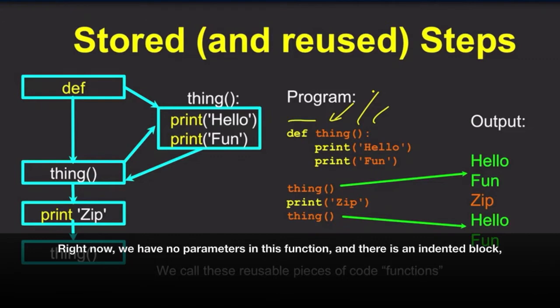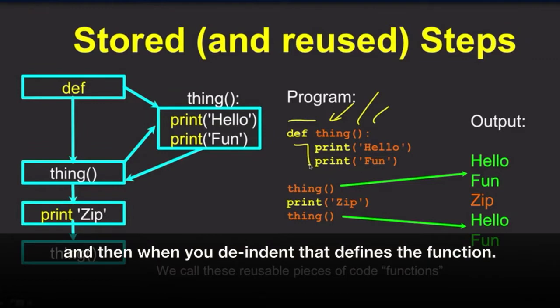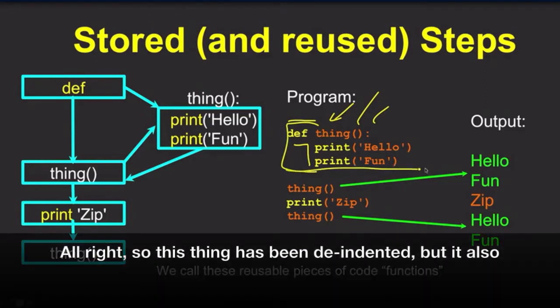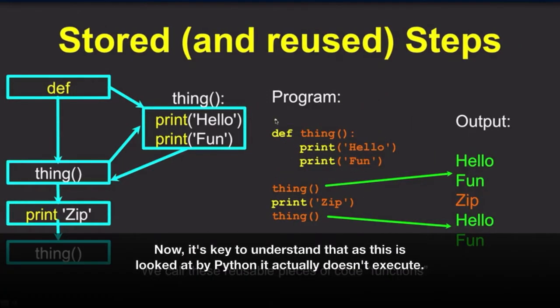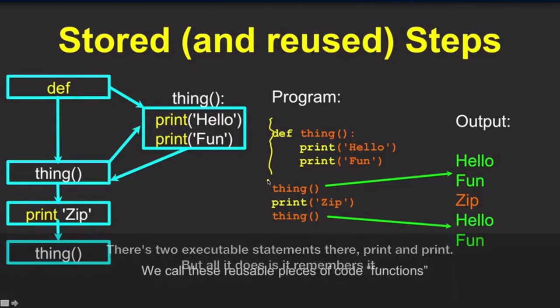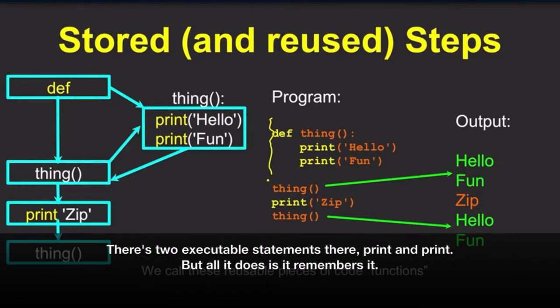Right now, we have no parameter in this function, and there is an indented block, and then when you de-indent, that ends the definition of the function. So this has been de-indented, and that is the end of the function definition. The key thing to understand is that as Python looks at it, it actually doesn't execute. There are two executable statements there, print and print, but all it does is remember them.